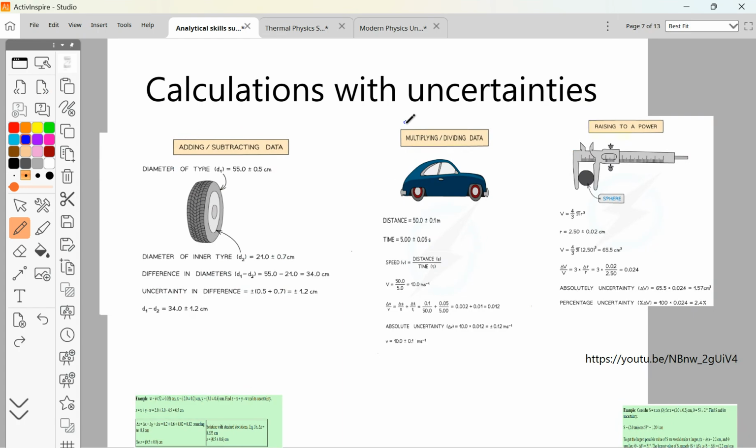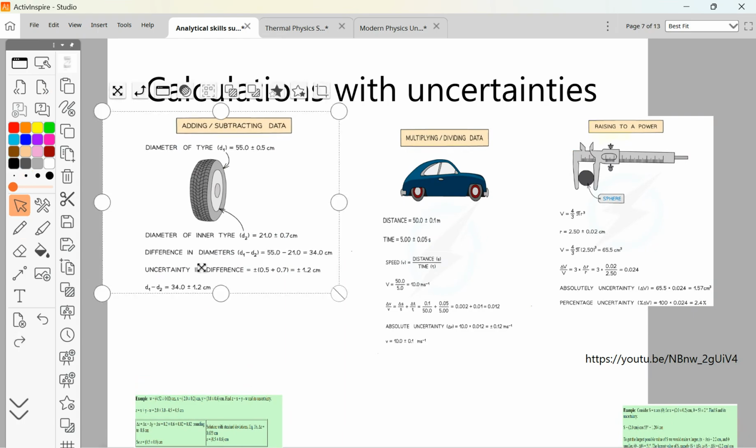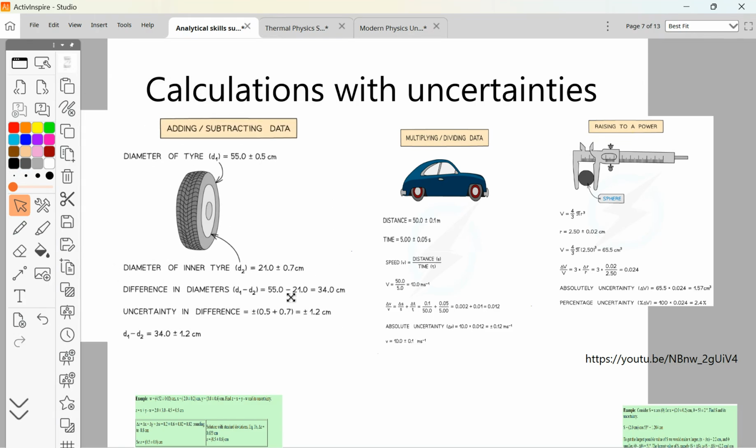I'm not sure. Then for calculations with uncertainties, I'm going to go through the rules fast. I also have put another video here for you with a lot of examples on how to deal with this in calculations. What you need to remember, if it's a plus or minus, then you have to add the absolute uncertainties because it's in the same unit. Make sure they are in the same unit, and then you add the absolute uncertainty.